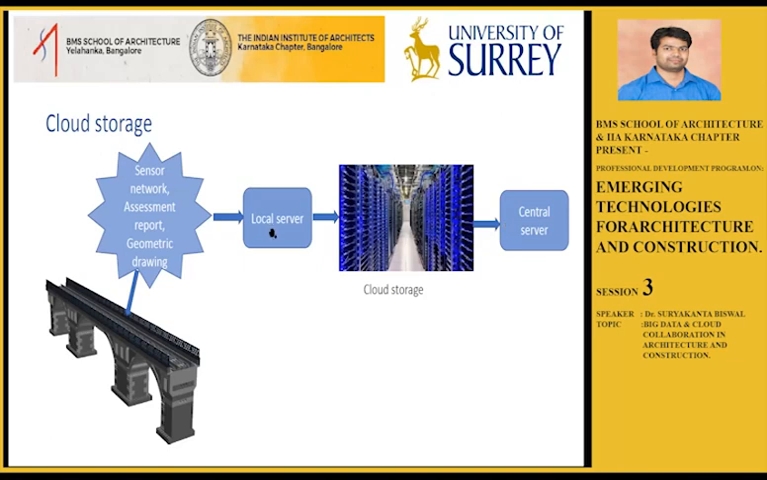So from the local server, all the data will be transmitted to the cloud storage, and from the cloud storage to the central server, where the asset management engineer, or anyone who wants to access the data, will be. The engineers at the central server can access the data from the cloud storage. So instead of getting the data from the hard drives, they can remotely access the data from the cloud storage.